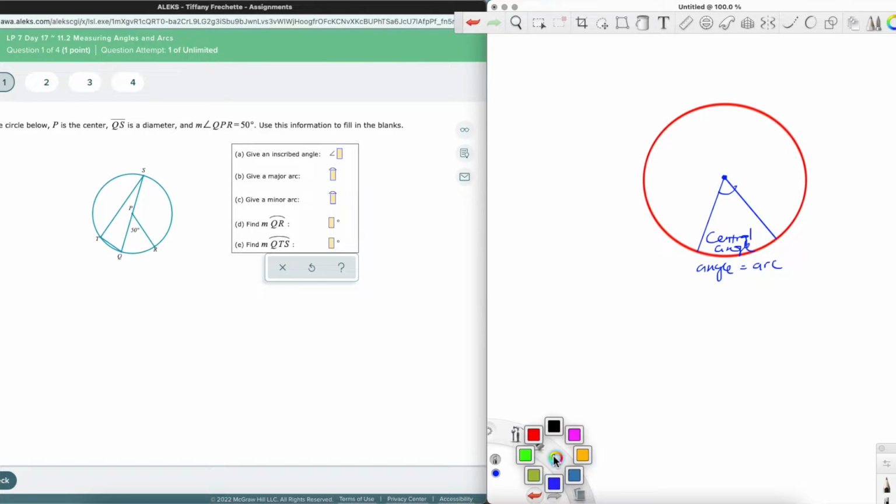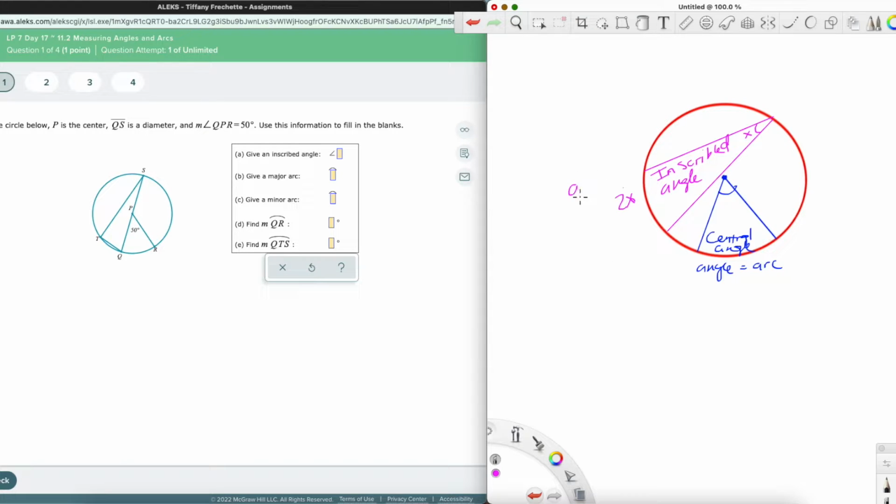We have inscribed angles, so I'll do that guy in pink. So inscribed, it goes from side to side. Like it starts over here. We have the same endpoints, kind of like we do with the central angle, but it goes all the way to the other side. So this is called an inscribed angle. So an inscribed angle, if this angle is x, then this is x times 2. So this is 2x. So if I know the angle, I can multiply by 2 to get the arc.